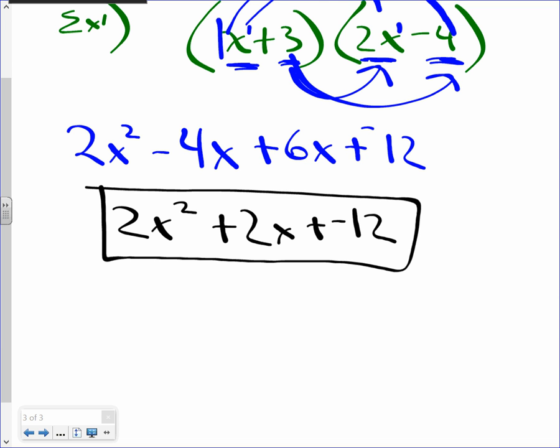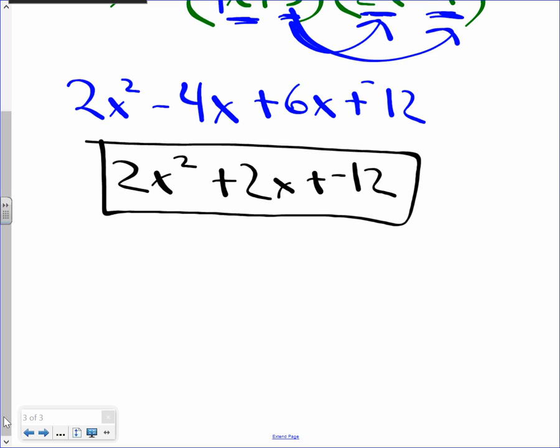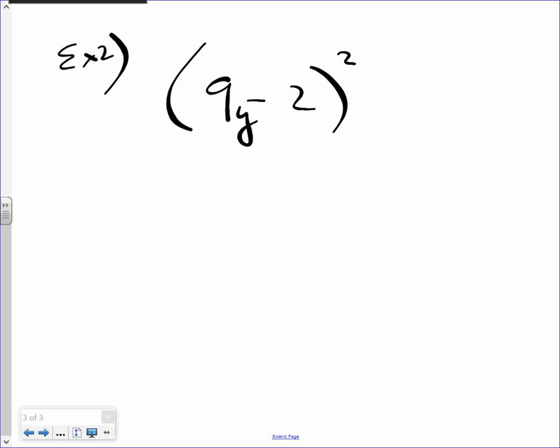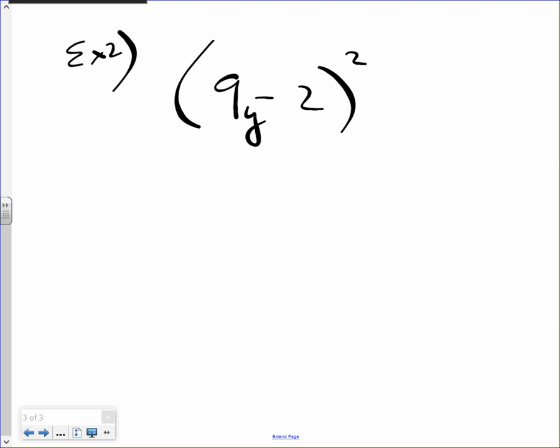All right, let's step it up a notch. Example 2. 9y minus 2 squared. Nine y minus 2 squared.